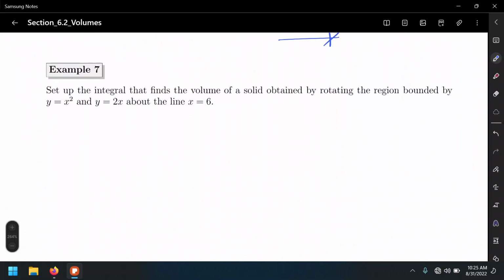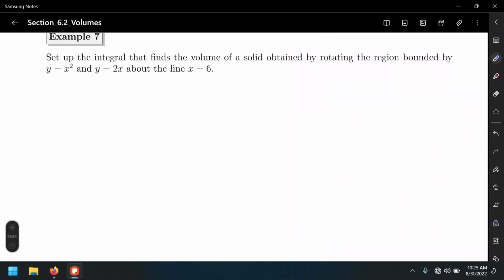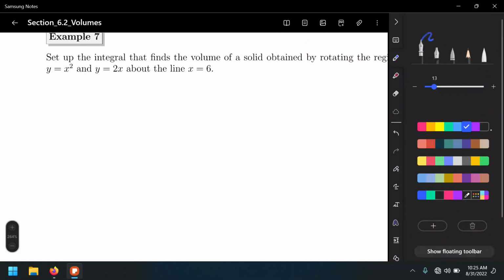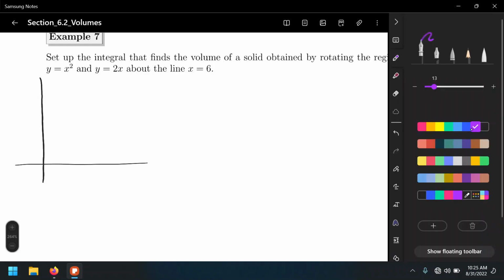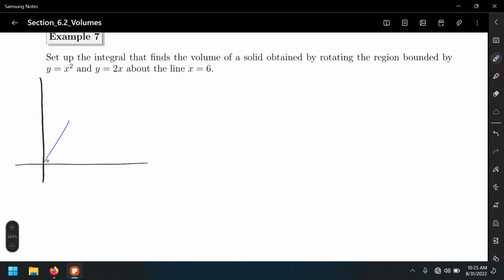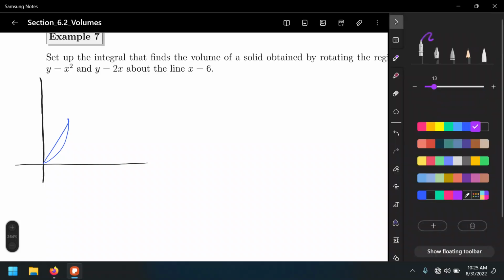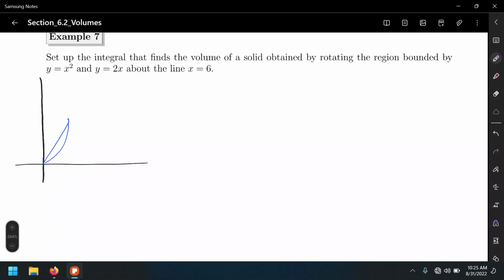So set up the integral that finds the volume of a solid obtained by rotating the region bounded by, okay, same, y equals 2x and y equals x squared. But in this case, our axis of rotation is no longer to the left of the region of rotation, but rather it's to the right, where the line x equals 6. So this is 1, this is 2, 3, 4, 5, 6. So we can draw this dashed line right here that represents the axis of rotation.